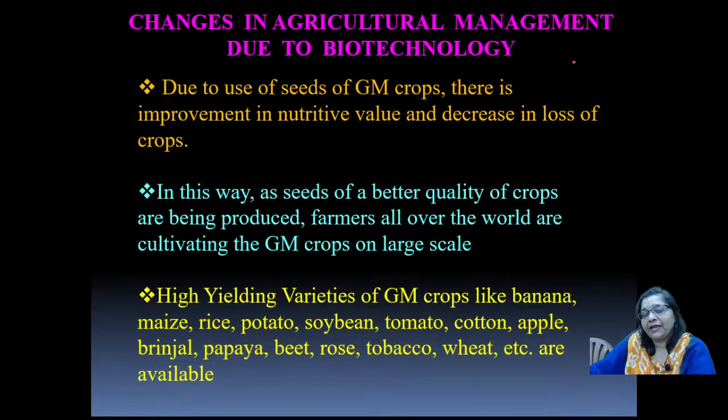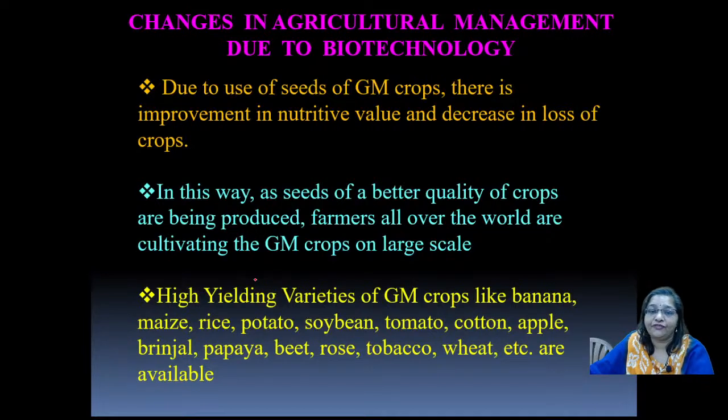and many changes have taken place in the development and management of agriculture. Let us see what are the different changes in agricultural management due to biotechnology. In the last session, we have already seen in detail about all these things. Let me just brief it to you. Let us start with the changes. Due to the use of the seeds of GM crops, that is genetically modified crops, there is improvement in nutritive value and decrease in the loss of crops.